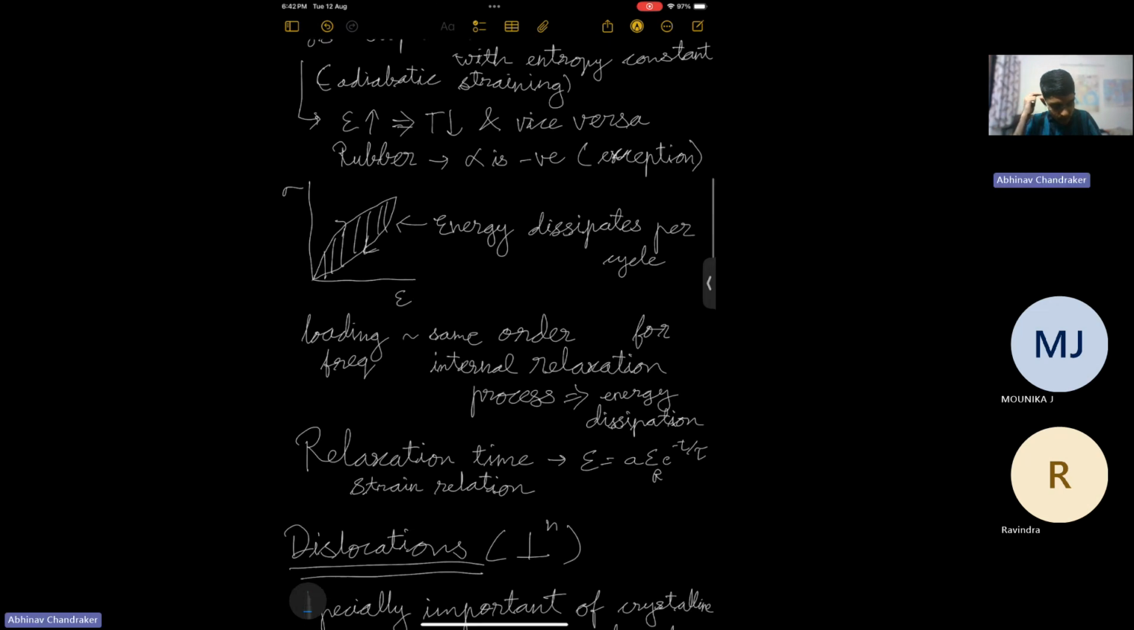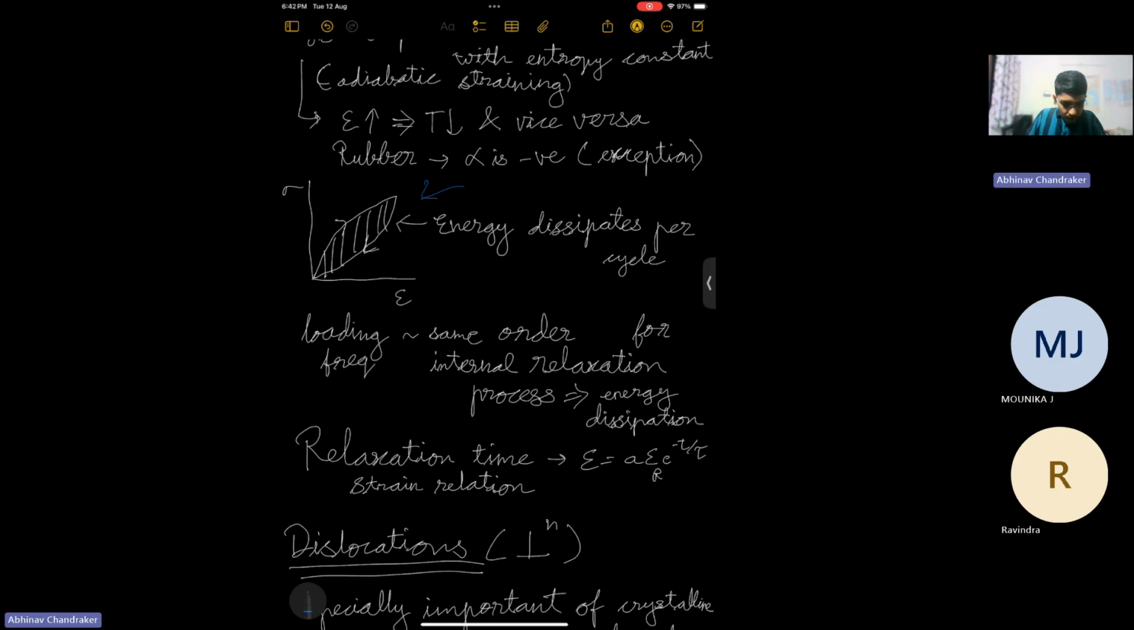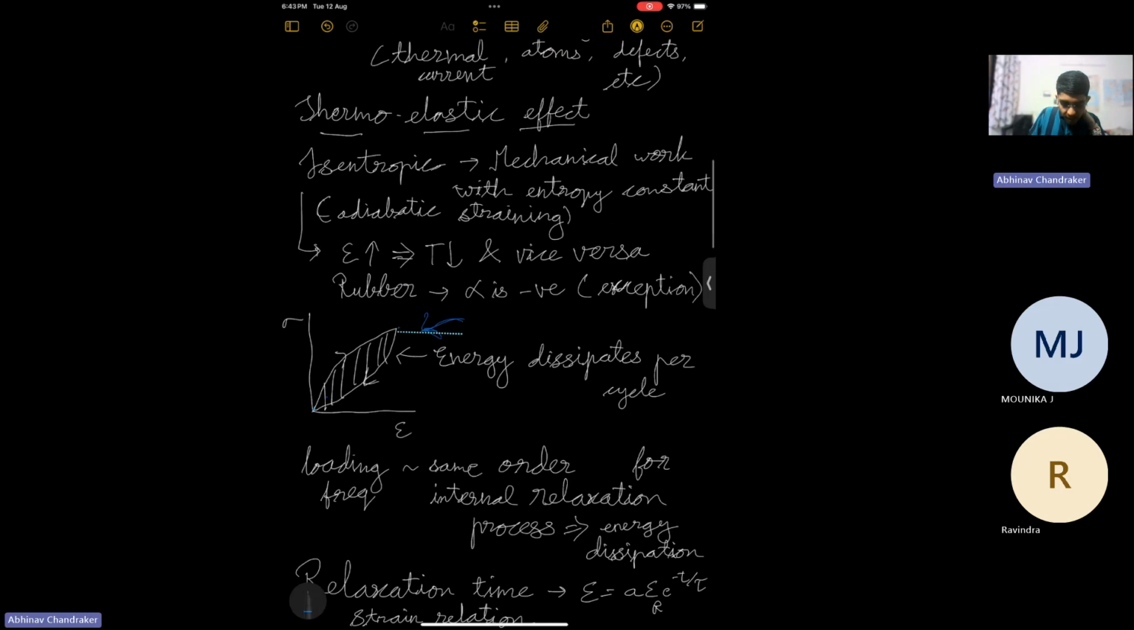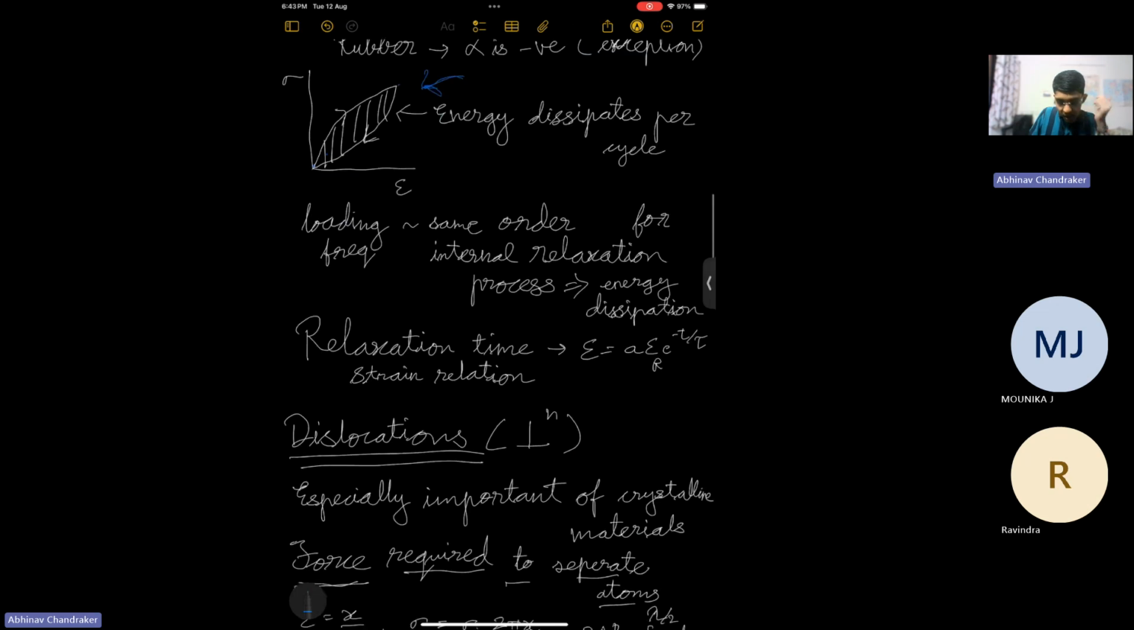This can be seen from this curve, that as you are going and coming back, there is some difference. The energy is given by the area under the stress-strain curve, and this is the energy dissipation that is occurring in this cycle. This is because we are doing it at finite values of strain rate, so some adiabatic loading is happening.